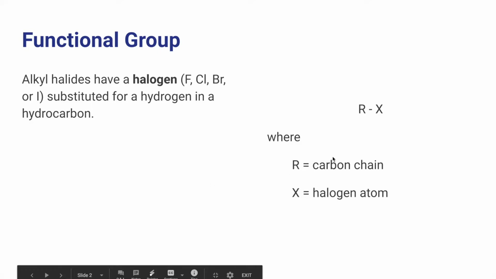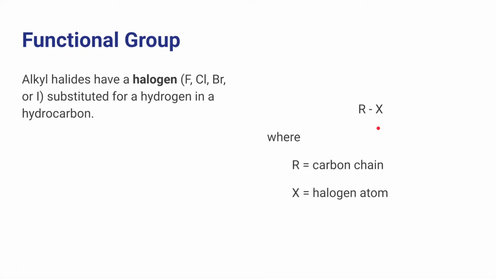When studying functional groups, they're often written in terms of some carbon chain represented by a variable R, and then X representing a halogen atom, some halogen atom, X being one of fluorine, chlorine, bromine, or iodine. R is usually just meant to mean any carbon chain of variable length.